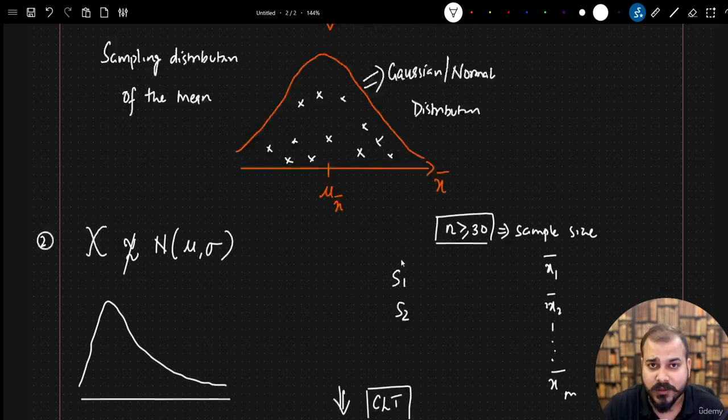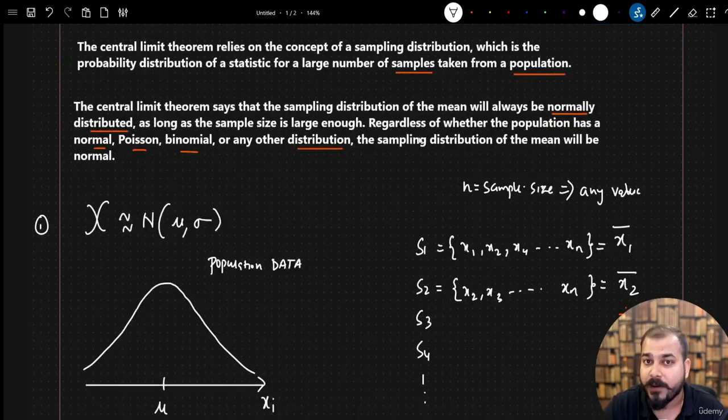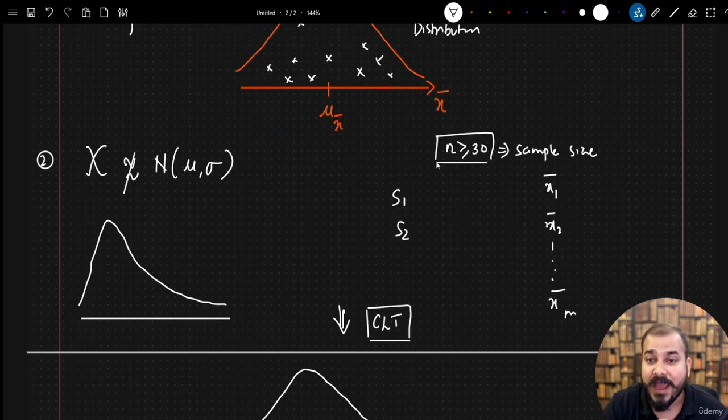Okay. Now see, coming to the next statement over here, right? Regardless of whether the population has a normal distribution or Poisson or binomial or any other distribution, the sampling distribution of the mean will be normal. In this case, only when your random variable is not following a Gaussian distribution, then your n value should be specifically greater than or equal to 30. Okay. So again, let me repeat it. Very simple, two conditions that I have explained over here.